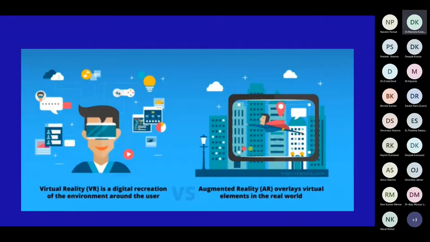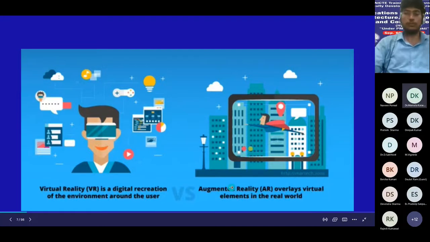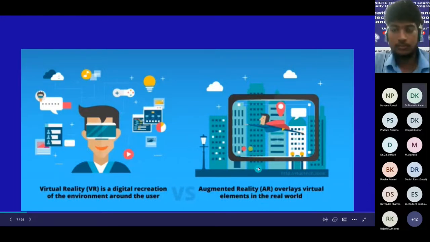So coming to the illustrative methods, we are going to define virtual reality. It is a digital recreation of the environment around the user, and augmented reality overlays virtual elements in the real world.